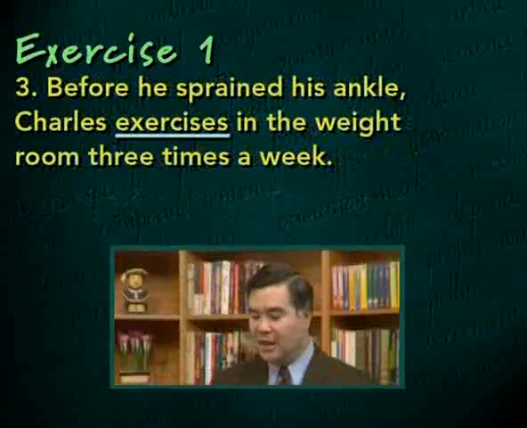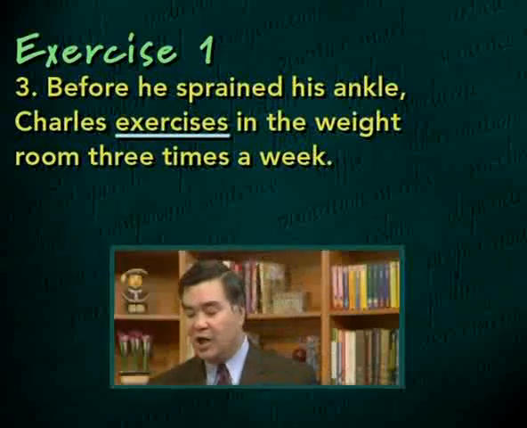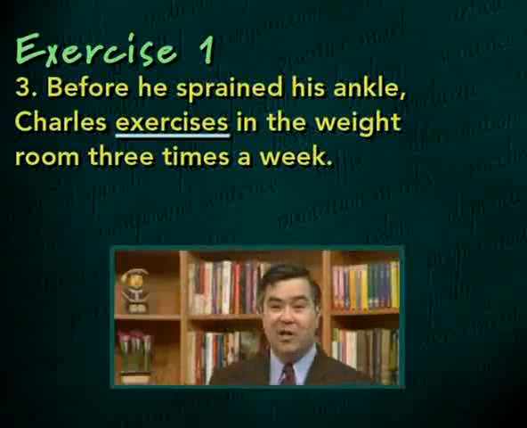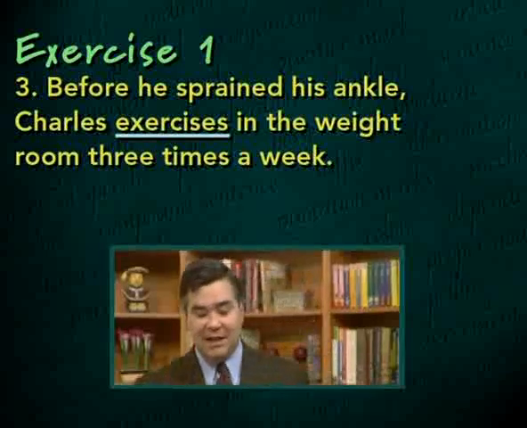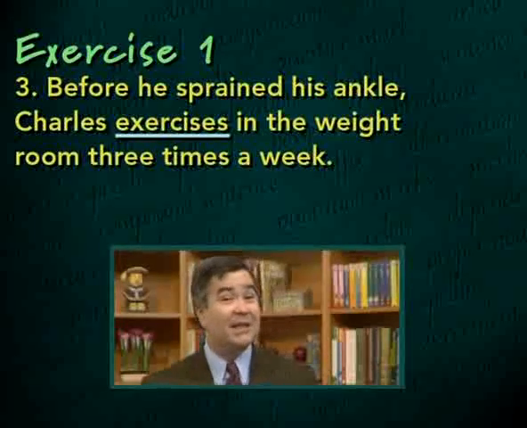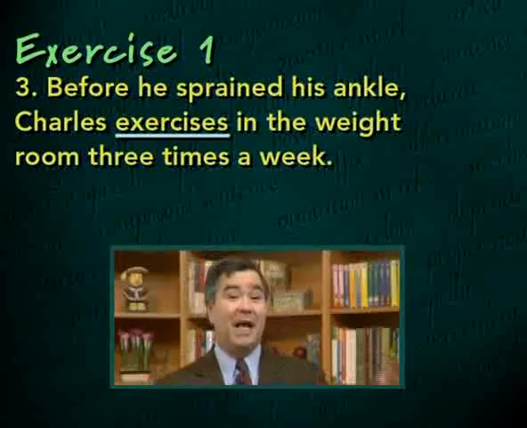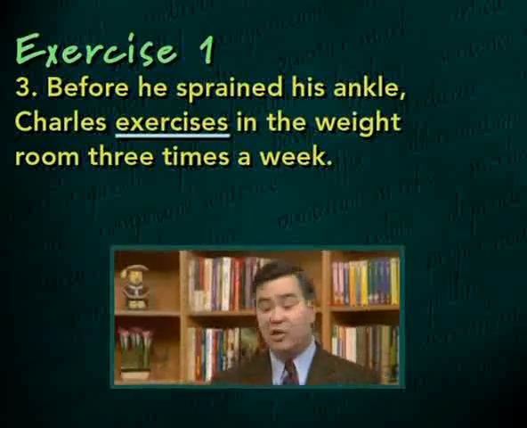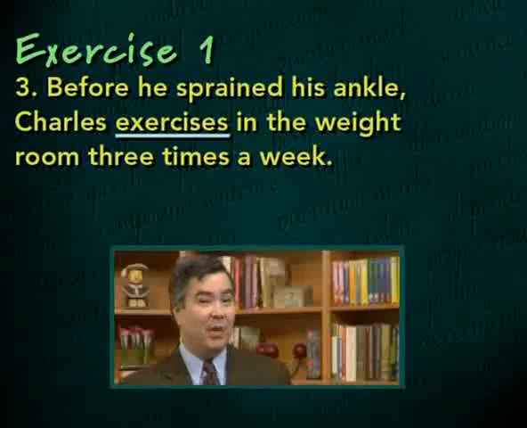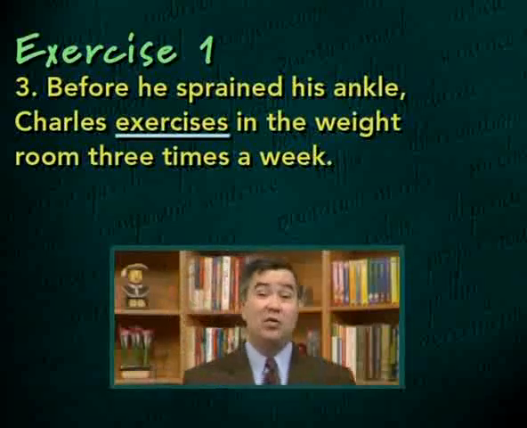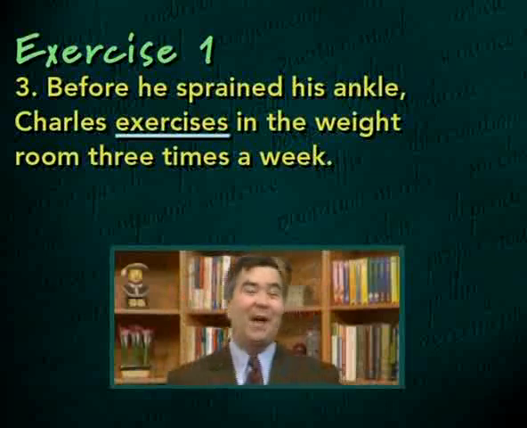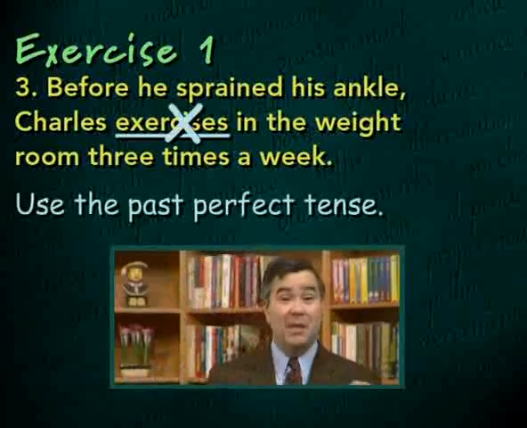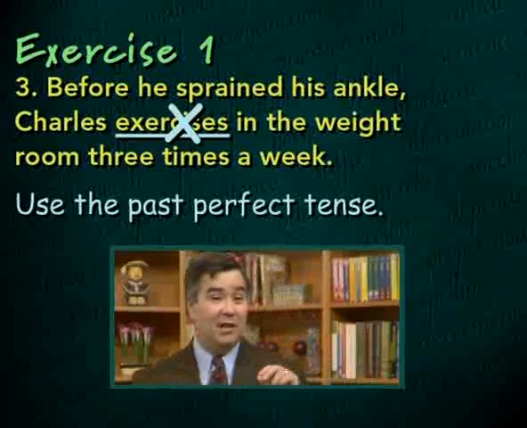Next example. Before he sprained his ankle, Charles exercises in the weight room 3 times a week. Once again, there are two events in this sentence. Charles sprained his ankle. That's a past tense event. That means it happened in the past. Now, before that, something else happened, namely Charles exercising in the weight room 3 times a week. What's the best tense to use to describe a past event happening prior to some other past event? The past perfect would be the best tense to use in that circumstance.